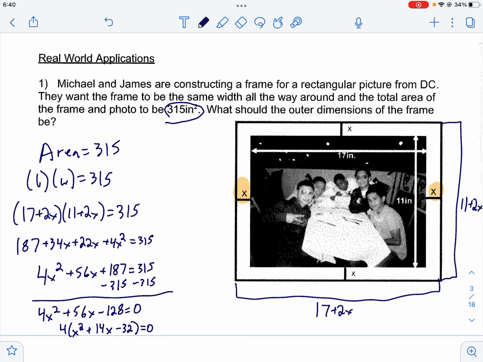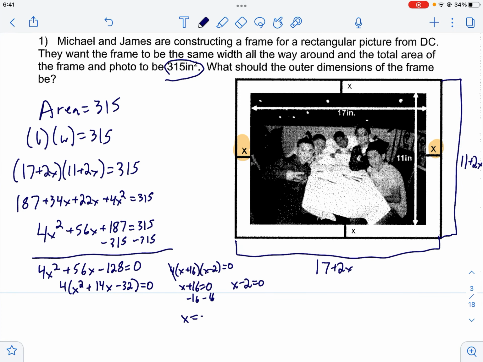If we wanted to keep solving from there, we'll have 4 times x plus 16 and x minus 2. To solve when you have a greatest common factor, we can just ignore it. It doesn't really matter. Our two factors are x plus 16 equals 0 and x minus 2 equals 0. So if we solve both of those, we'll end up with x equals negative 16 and x equals 2.